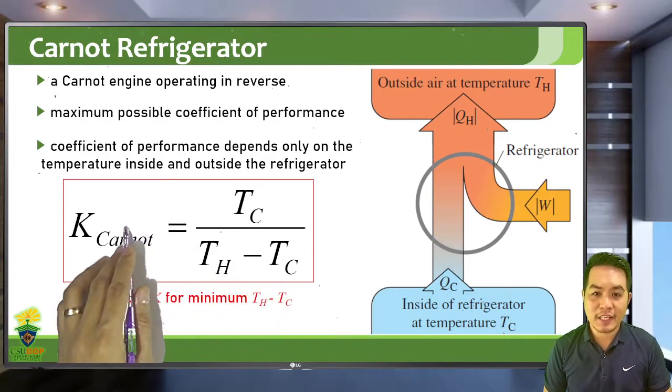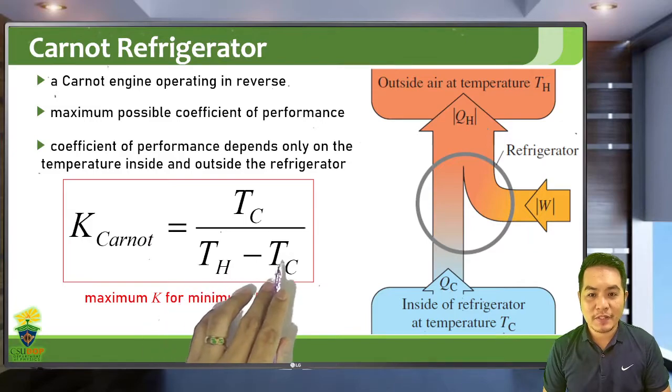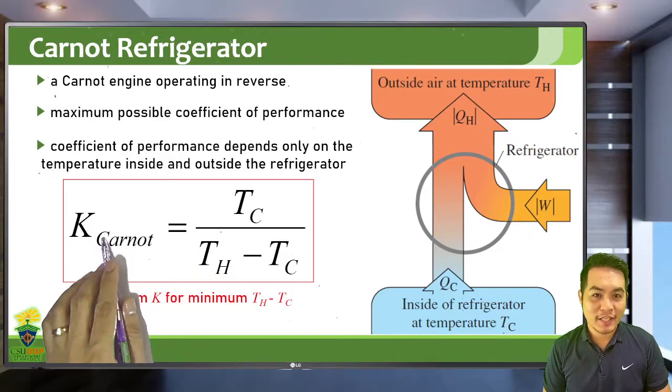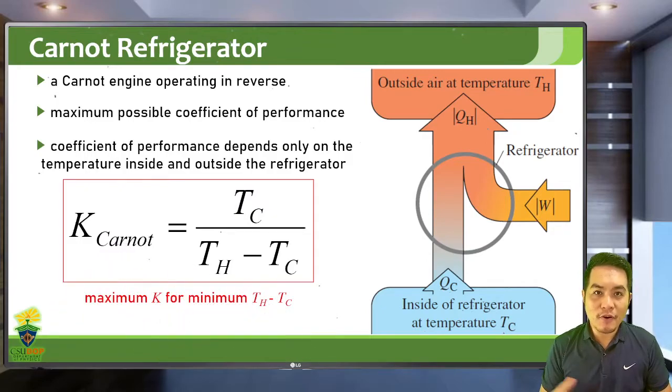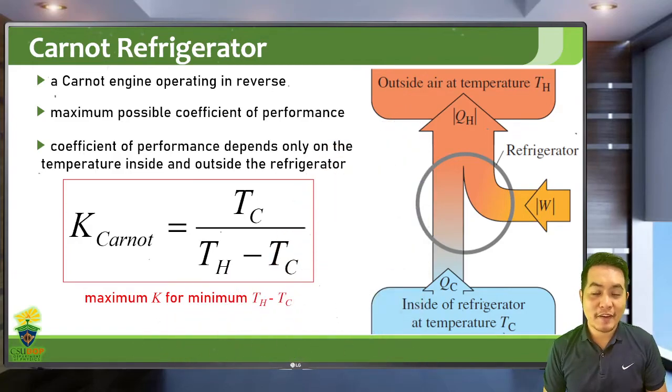This is inversely proportional. So the lower the Th minus Tc, the higher the K, the higher the coefficient of performance. So for a perfect refrigerator, the difference between the hot and cold region must be very, very small, must be minimum, so that you will have a very efficient refrigerator.